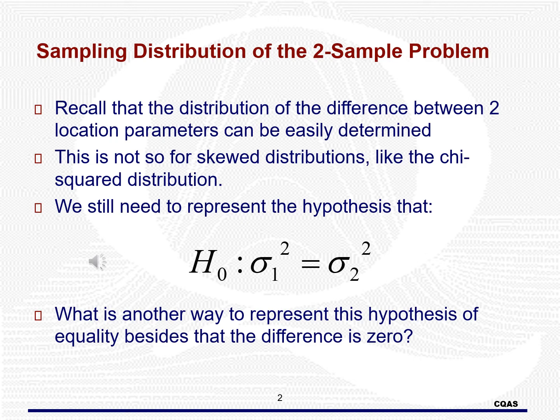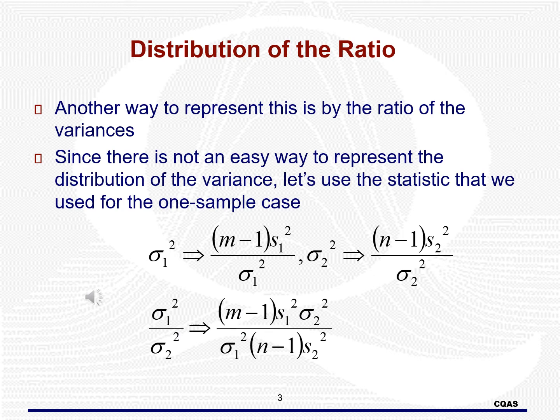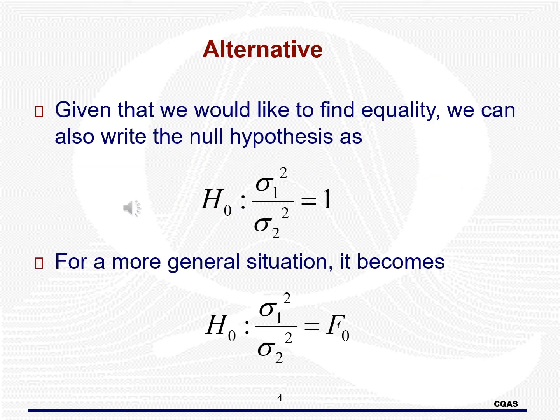So what will? Another way that we can represent equality is with the ratio being equal to 1. What we will do is take the quantity that we know has a known distribution, like the ratio of n minus 1 times s squared divided by sigma squared, and find the ratio of this quantity for both samples. This work has been done for you on the slide. We can now write the null hypothesis for this case as the ratio of the two variances equal to 1.